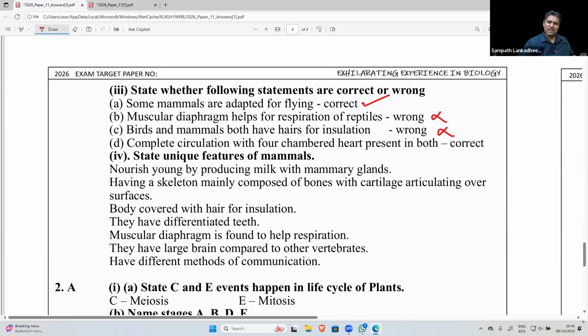Both mammals, correct or wrong. State whether the following statements are correct. Some mammals are adapted for flying. Complete circulation with a four-chambered heart is present in both. What is both? Birds and mammals. I have a doubt. State whether the following statements are correct or wrong. Nothing mentioned, neither.